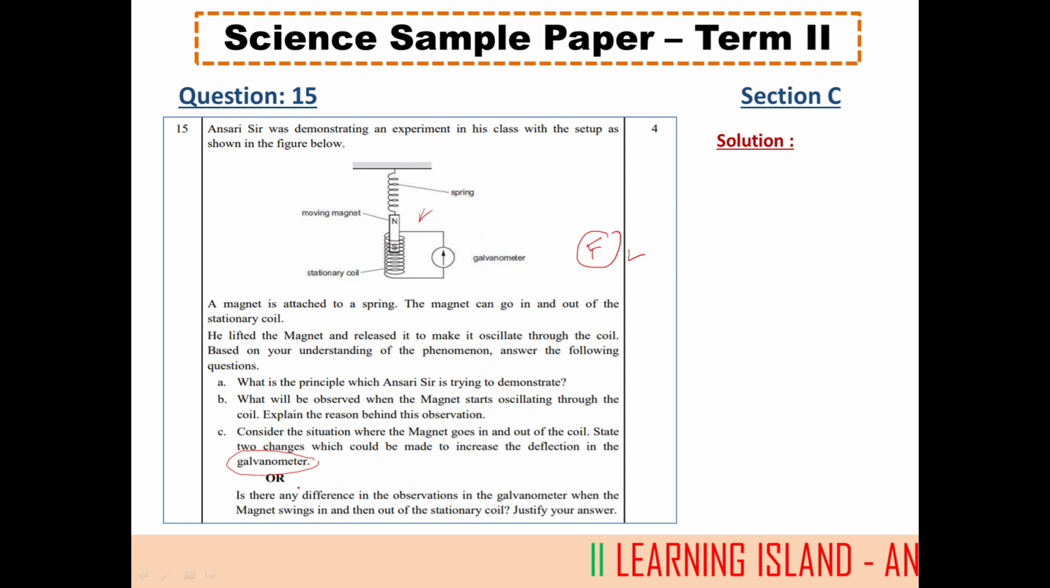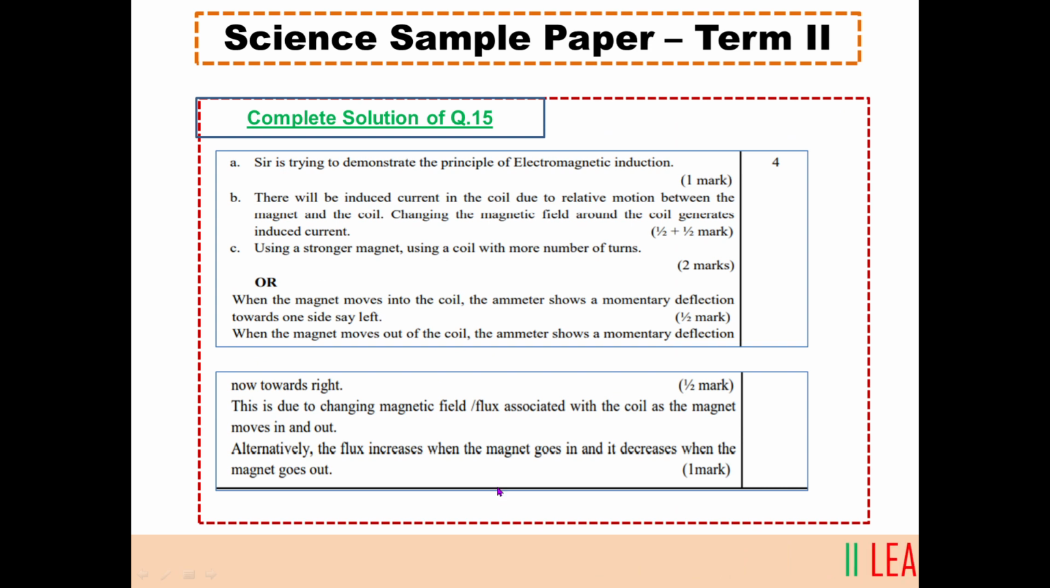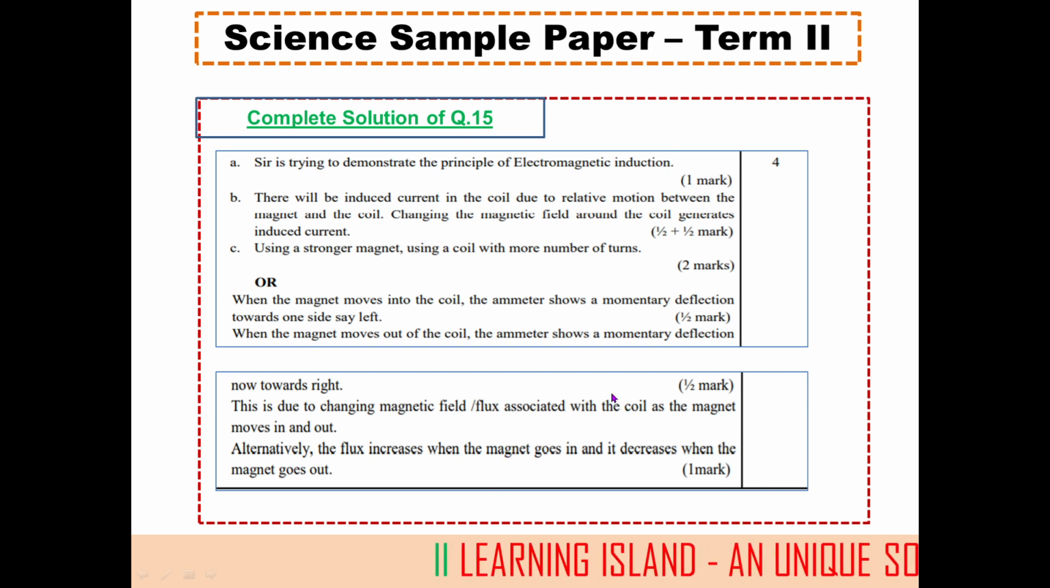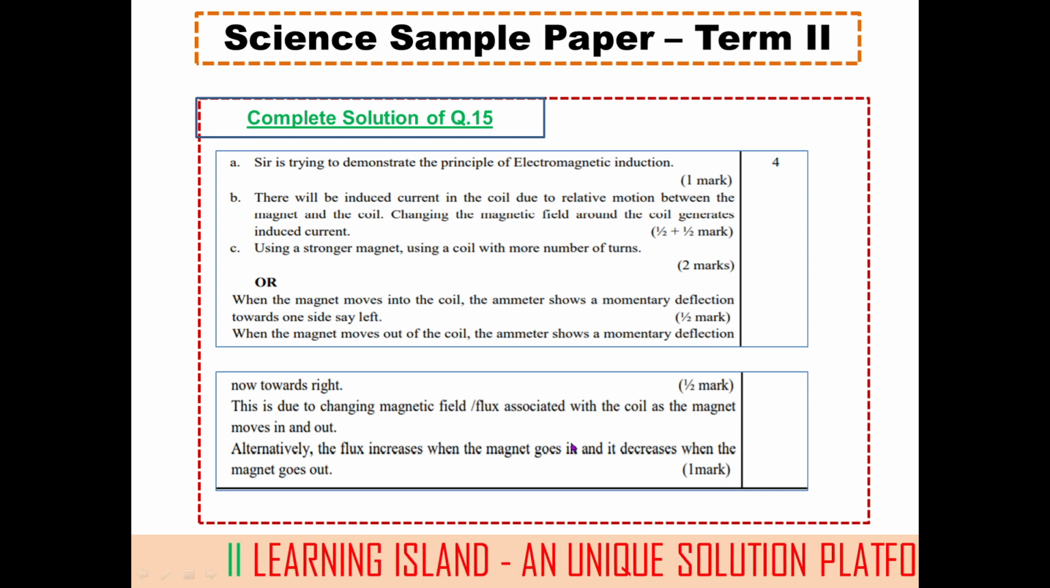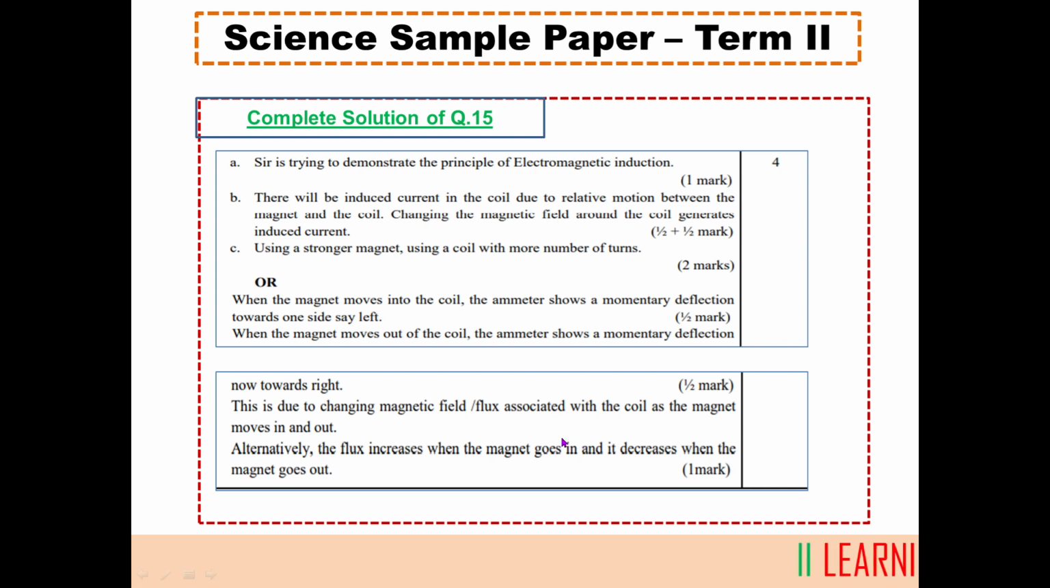And in the last part, is there any difference in the observation in the galvanometer when the magnet swings in and out of the stationary coil? Justified answer: yes, there will definitely be. Now you see the answers written very clearly with the marks distribution also. So I hope it is very clear to you. So this is the last question. I hope you understand this.